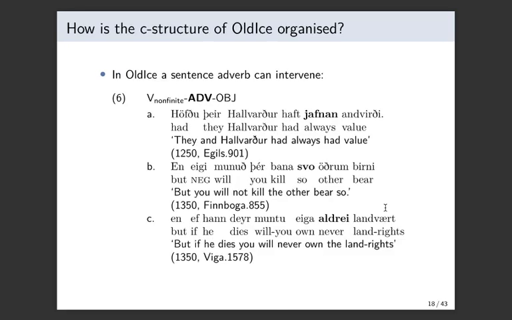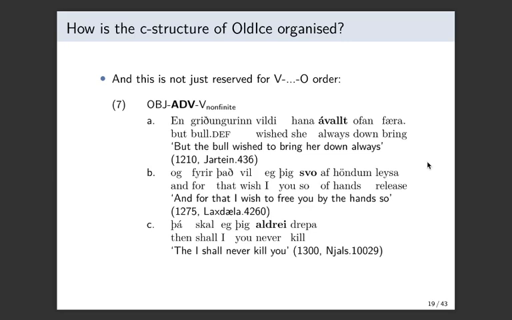Now, when we look at Old Icelandic, we actually find that a sentence adverb can intervene, right? So we do get lots of instances of this structure here. And I've given you some examples here, and each time the adverb is in bold. So sentence adverbs can intervene in this way. Note that this is not just reserved for orders where the verb is before its object. You also get the configuration shown here in 7. Object, adverb, verb. And again, your adverbs are in bold there.